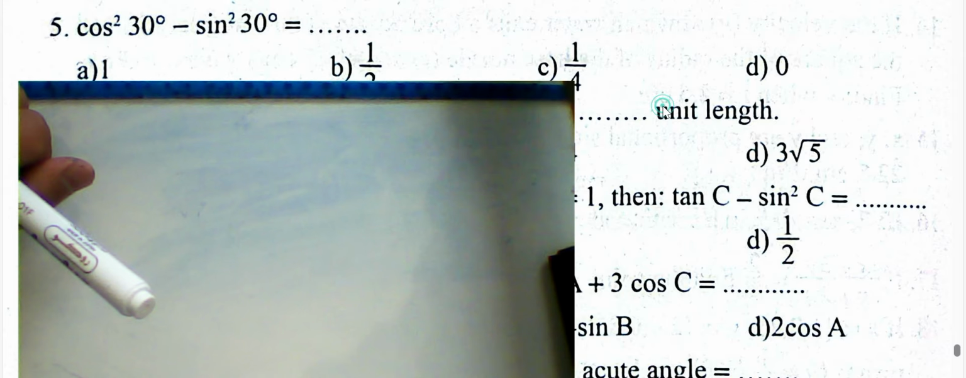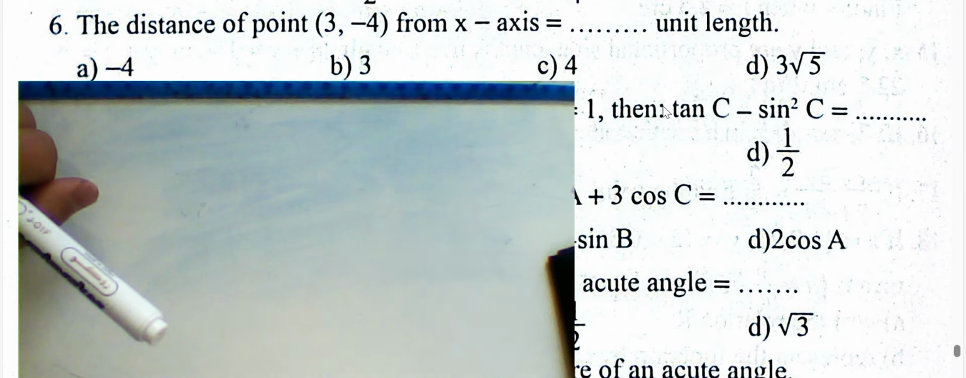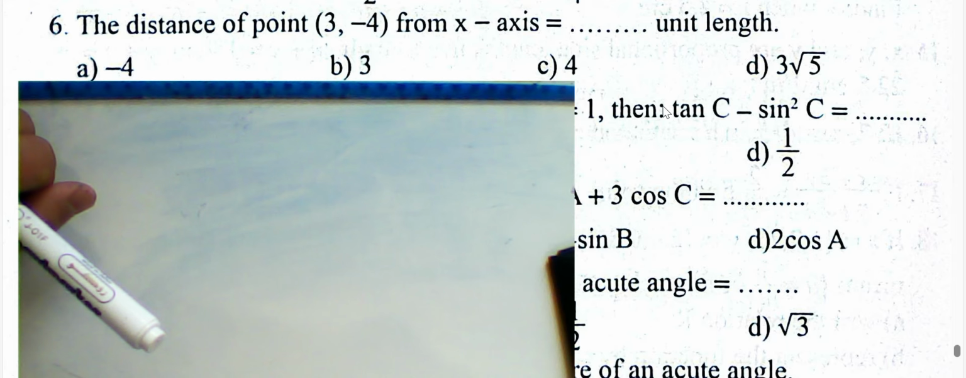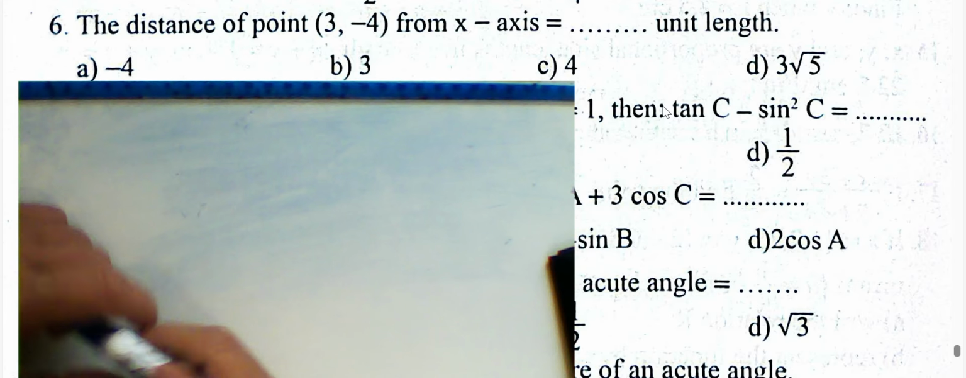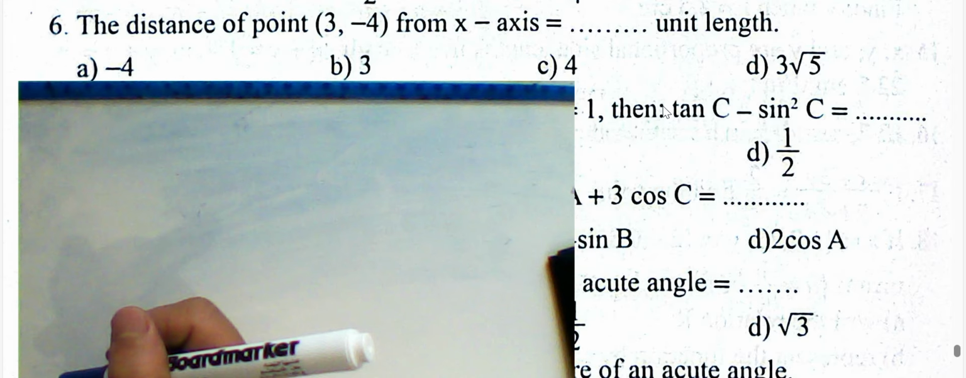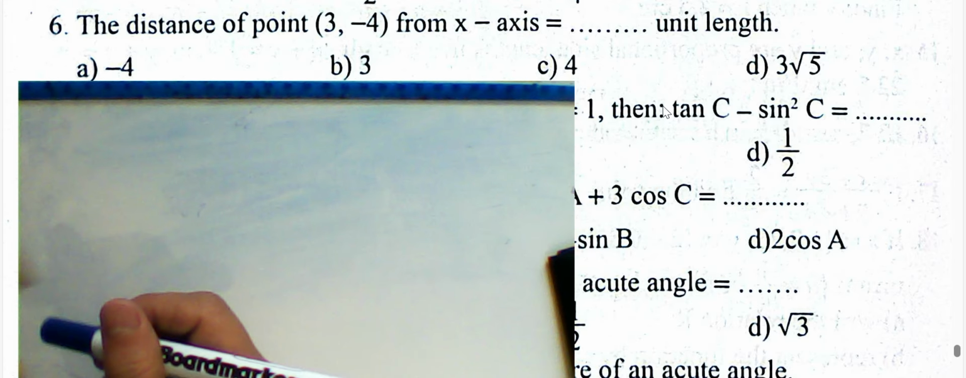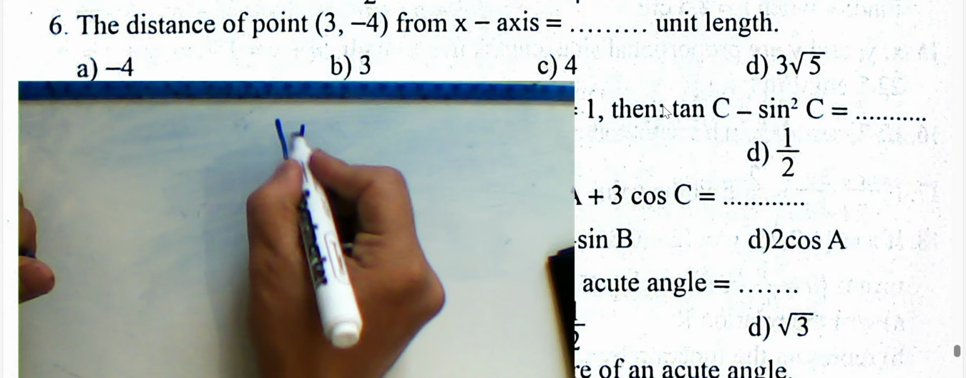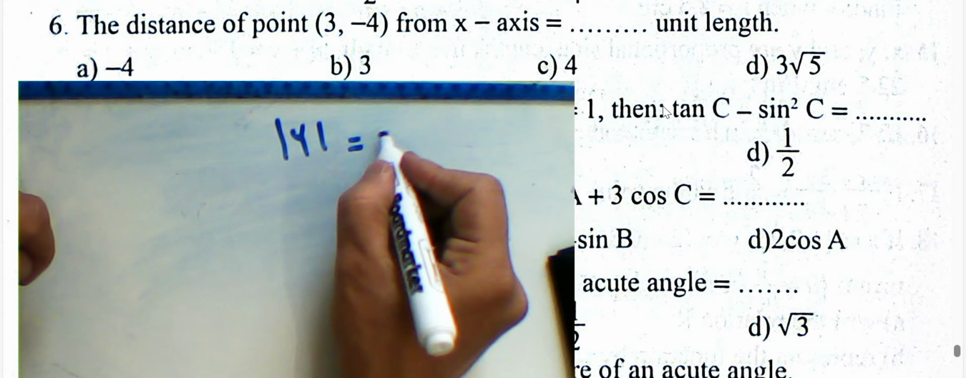Next question. The distance of the point (3, -4) from the x-axis equals... The distance between the point and the x-axis is the absolute value of y. The result will be 4 units.